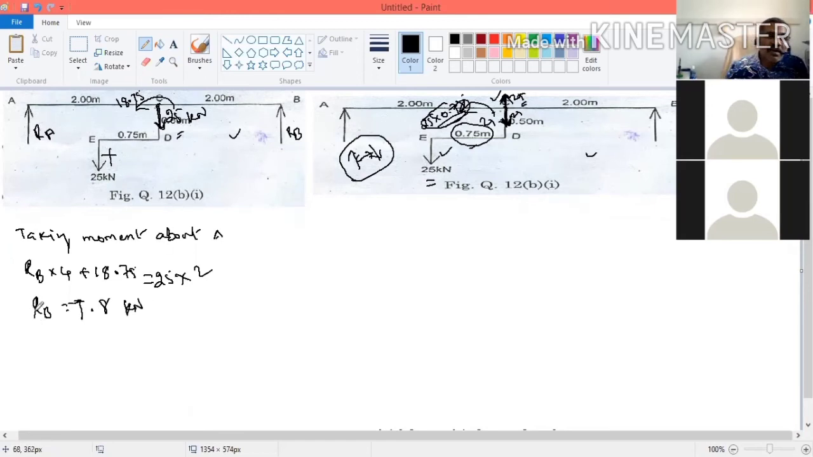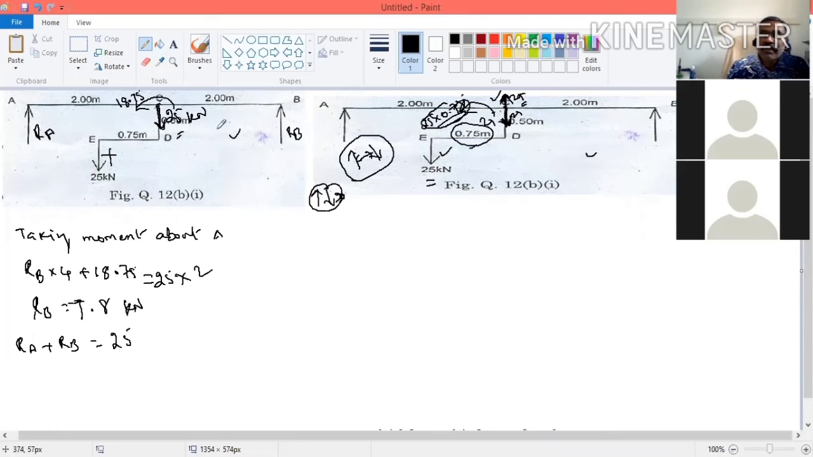Now you find the value of Ra. Ra plus Rb, the total upward load, is equal to the total downward load. What is the total downward load? 25. Here you should not take the couple. In the case of a couple, it is an equal and opposite force, so the net force will be zero because it gets cancelled.